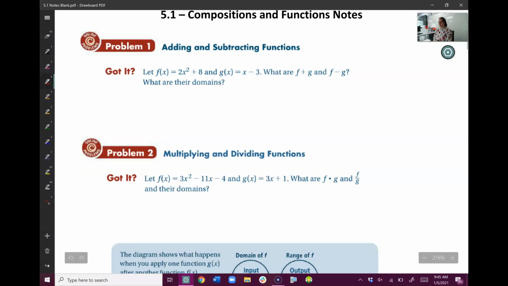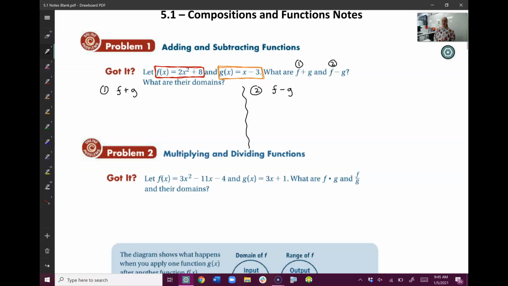So essentially what's happening is I have 2 functions. So I have an f of x and I have a g of x. And then the problem is asking me to do 2 things. So I'm going to divide this into 2. This first one is asking me to do f plus g. The second one is asking me to do f minus g.